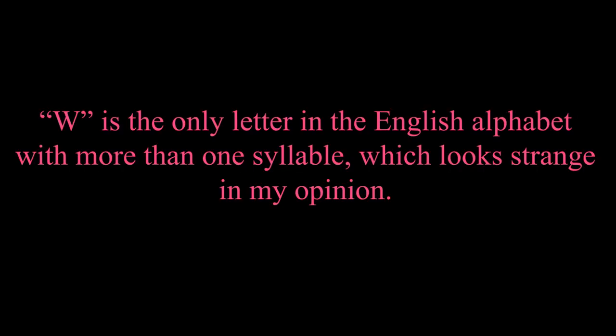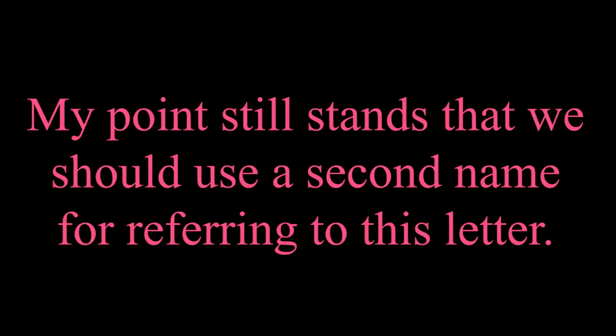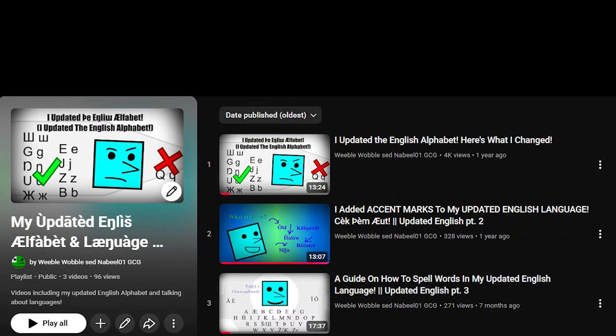Calling the letter W for us English speakers, or maybe even other languages in general, is sort of strange nowadays, since it has more syllables than all the other letters in the alphabet. My point still stands that we should use a second name for referring to this letter, and I mentioned it in my updated English alphabet series and give it the second name of Win.